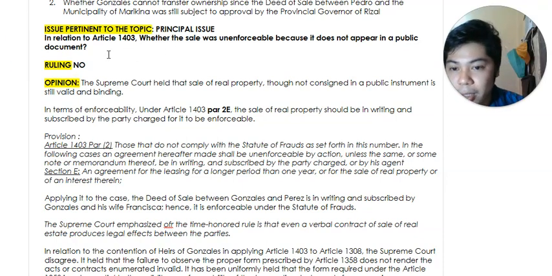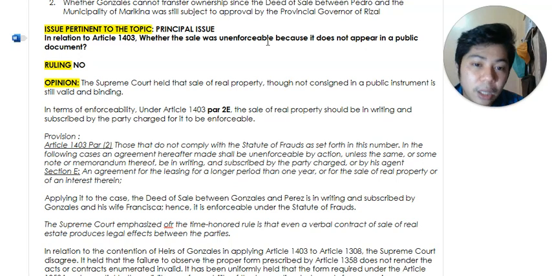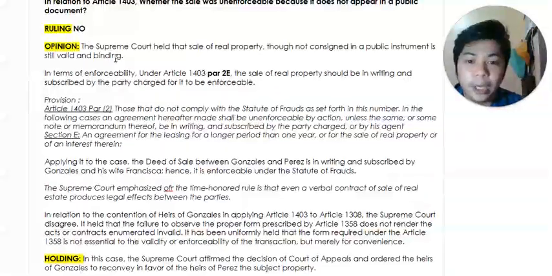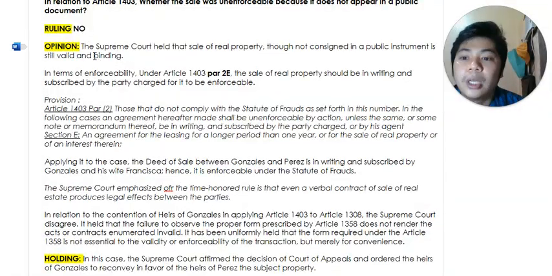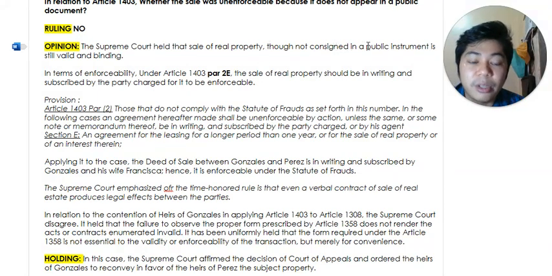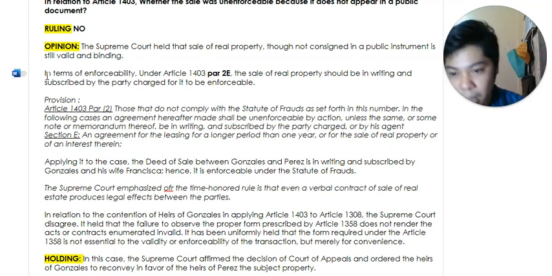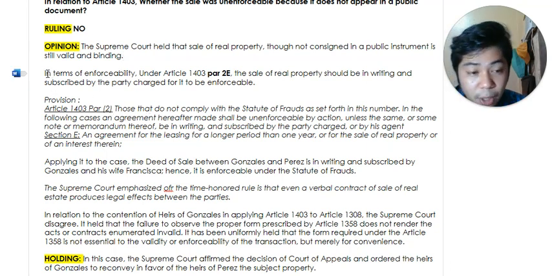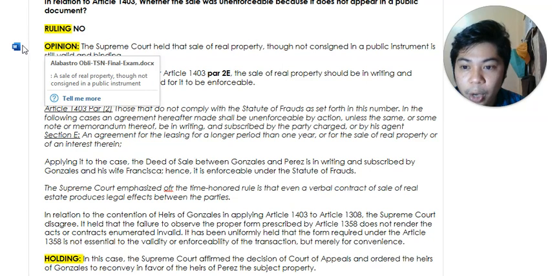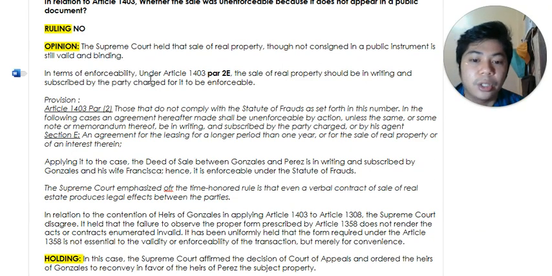So in this case, no, the sale was not unenforceable just because it does not appear in a public document. Okay, so what was the opinion of the court? The Supreme Court held that even though it is not consigned in a public instrument, it is still valid and binding. In the actual cases, the Supreme Court justice will lay down the discussion. So the opinion is actually your discussion.